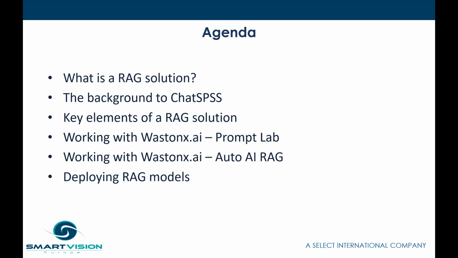And we're going to be looking at two aspects of that. One is called the prompt lab. That's one way to do it. And also the auto AI RAG, which is an automated way to build a RAG model. In fact, it builds many RAG models. And then at the end, I'm going to pass to my colleague, John, who's also online, to talk about how you can deploy a RAG model out into the real world so it's surfaced for other people to use, and how we did that when we were working with Chat SPSS.